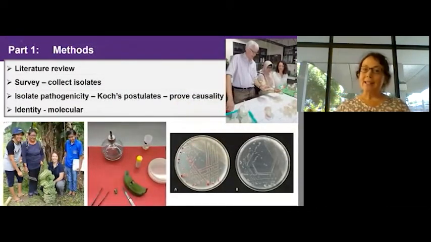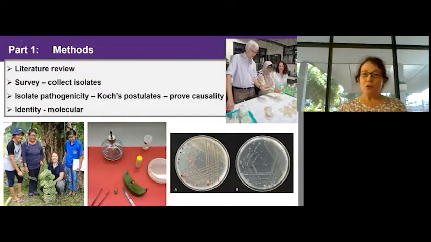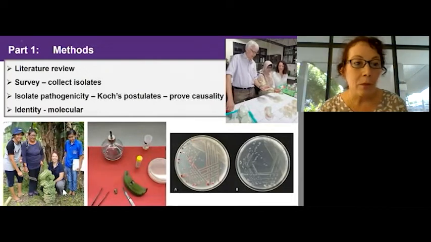Now, to answer these research questions, we first conducted an extensive literature review. So we looked at the historic literature in Dutch, in Indonesian, and in English. Then we did surveys across Indonesia to determine the presence of blood disease. Now, during these surveys, we collected diseased plants.